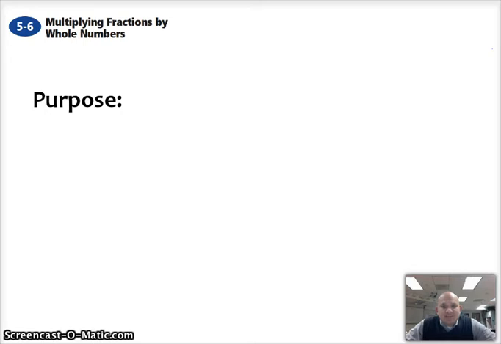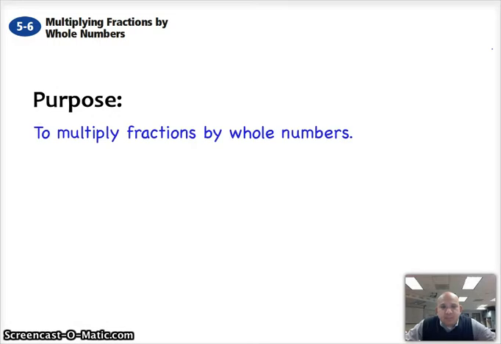Morning class. Today's lesson is lesson 5-6. It's on multiplying fractions by whole numbers. And that leads us, of course, to our purpose, which is to multiply fractions by whole numbers.